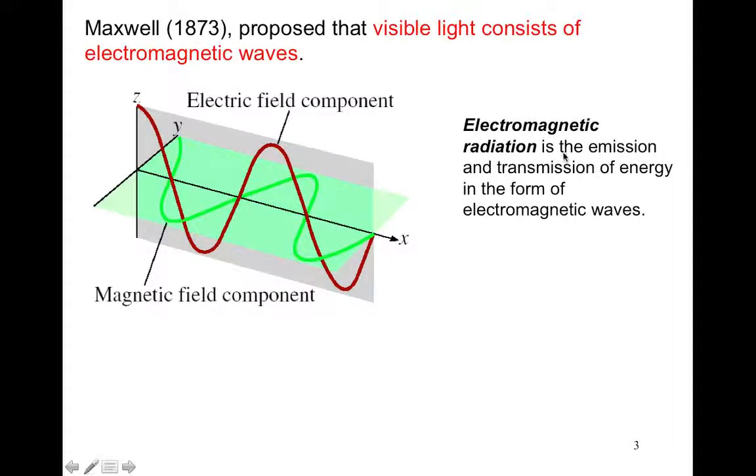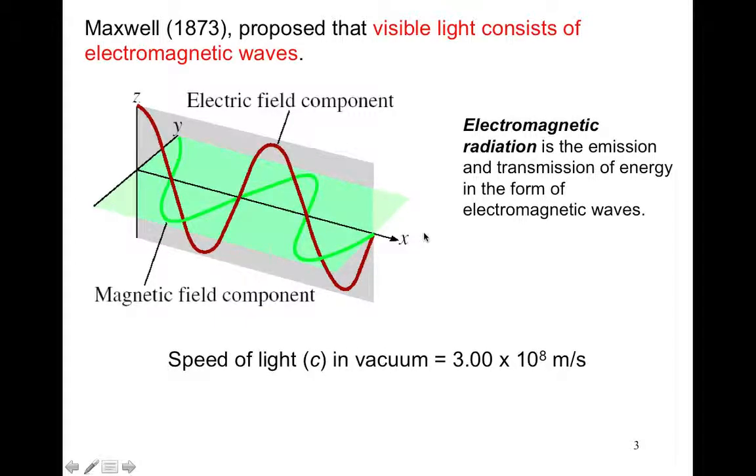Electromagnetic radiation is emission or transmission of energy in the form of electromagnetic waves. So a lot of the stuff we deal with is going to be electromagnetic waves, and I'll show you this big chart of it in a little bit.